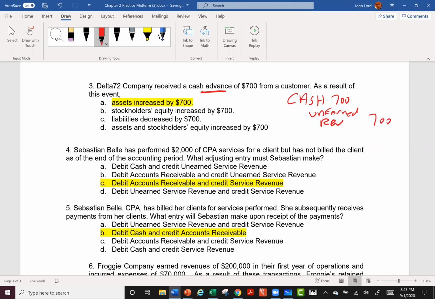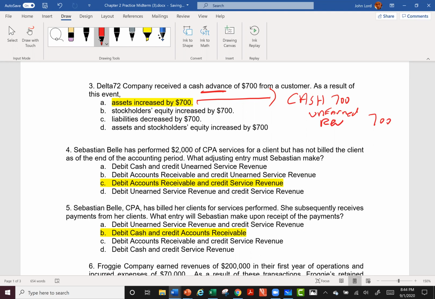All right. So let me ask you, as a result of this transaction, did assets increase? Yes. Cash is an asset. My assets increase. Good. And you know that's the answer because I highlighted it. This is how your exam's going to be without the highlighted answers.